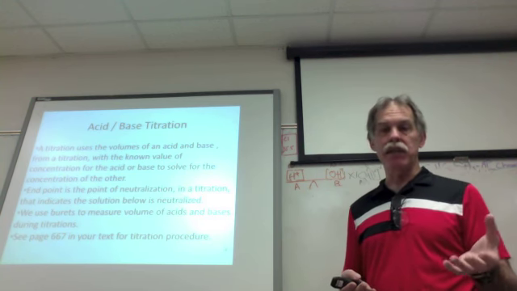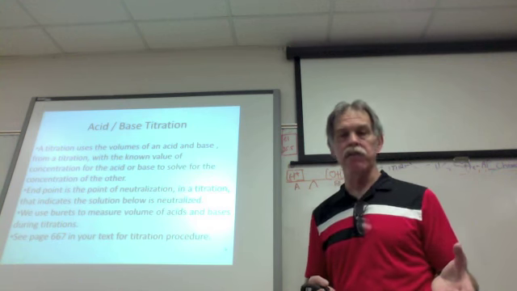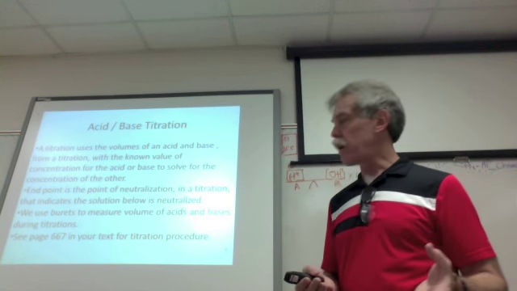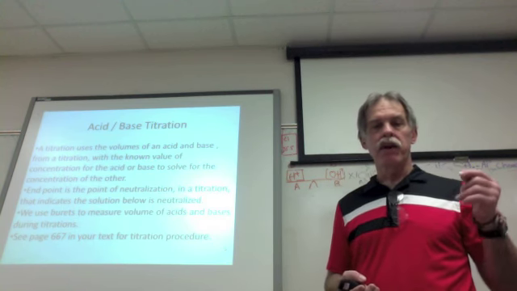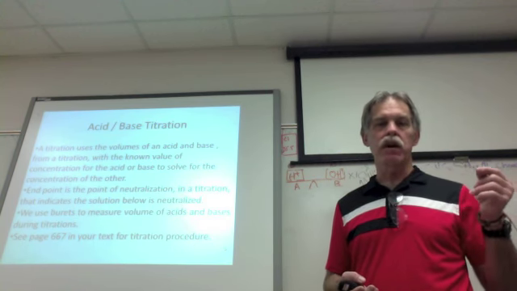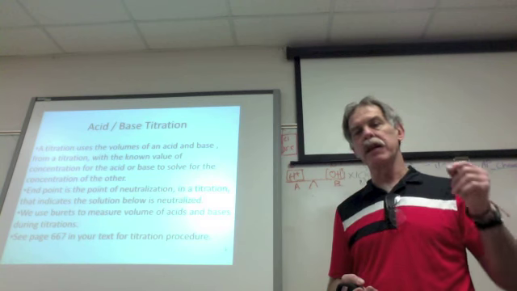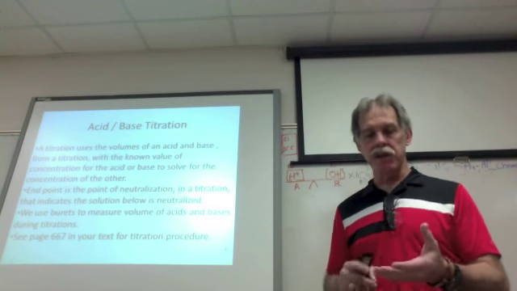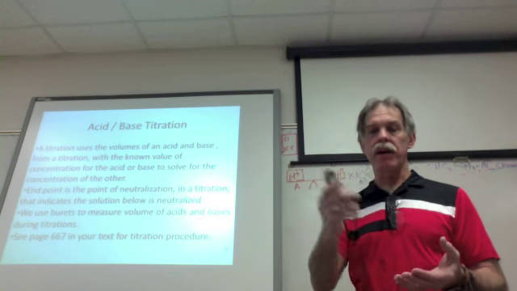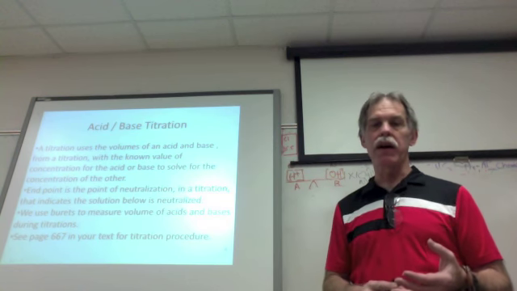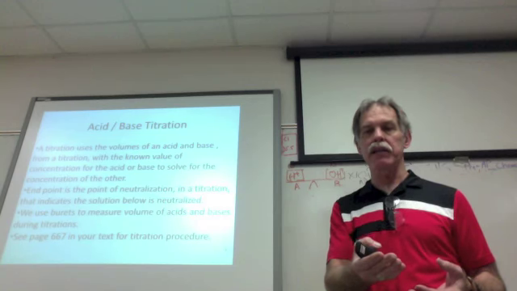In this case, the base will have a known normality of 0.500 normal, and we use the formula that we're going to see on the next page: volume of acid times normality of acid equals volume of base times normality of base. We're going to know the volume of the acid, that's what we read on the acid burette. We're going to know the volume of the base, that's what we read on the base burette.